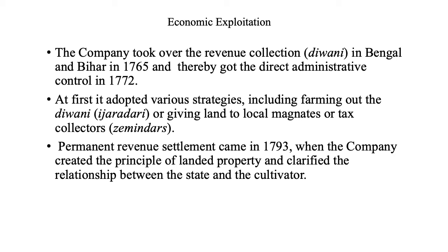Permanent revenue settlement came in 1793 when the company created the principle of landed property and clarified the relationship between the state and the cultivator.